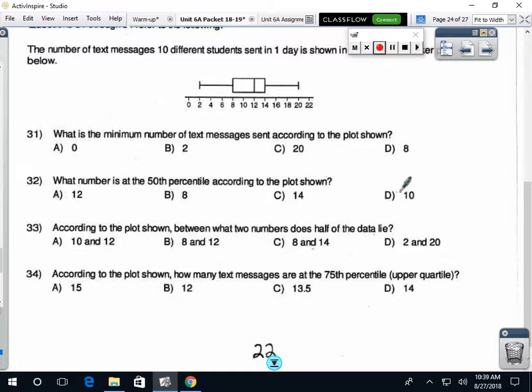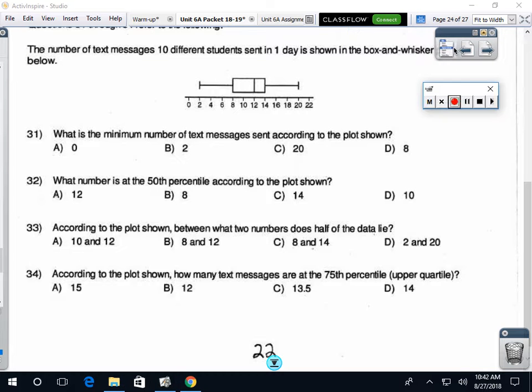And I'm not going to give you very long because probably a lot of you went ahead and jumped down. Okay, it says the number of text messages 10 different students sent in one day is shown in the box and whisker plot below. 31. What is the minimum number of text messages sent according to the plot shown? Correct, 2. The minimum was at 2. What number is at the 50th percentile according to the plot? 12, which is A, yes.